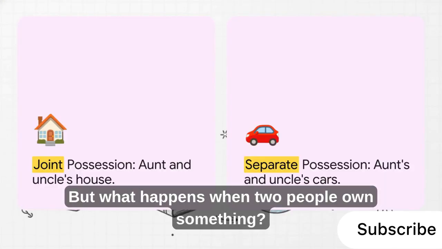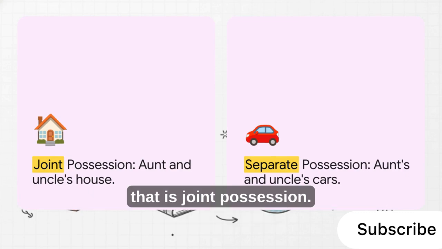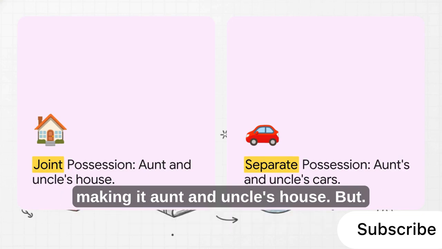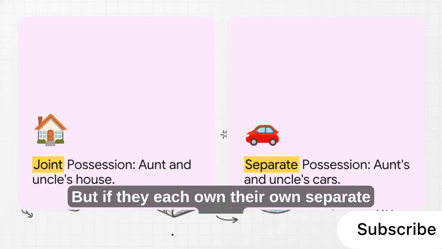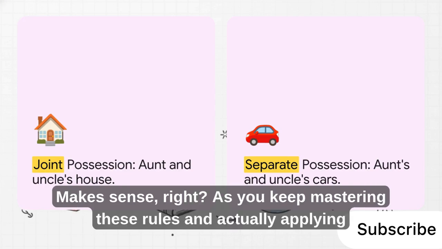But what happens when two people own something? Well, if your aunt and uncle own one single house together, that is joint possession. In that case, only the second person gets the possessive apostrophe S, making it aunt and uncle's house. But if they each own their own separate cars, both individuals get the apostrophe S, so it becomes aunts and uncles' cars. Makes sense, right?